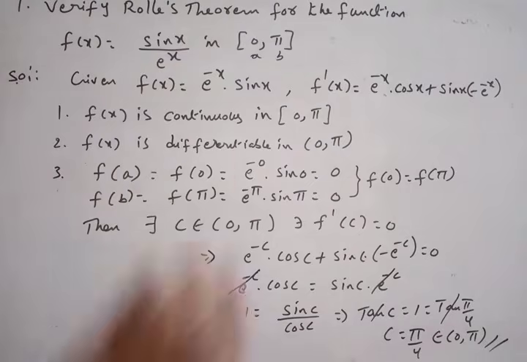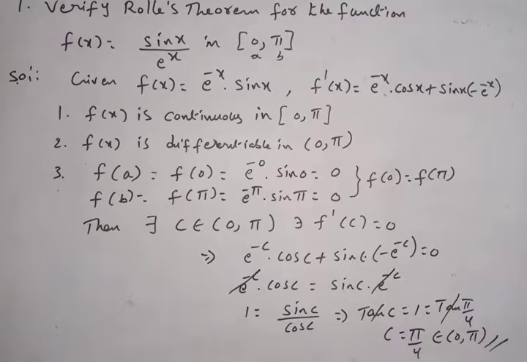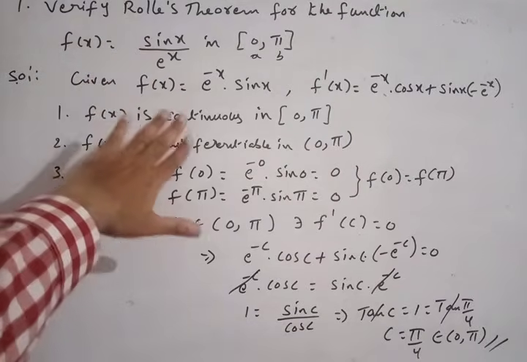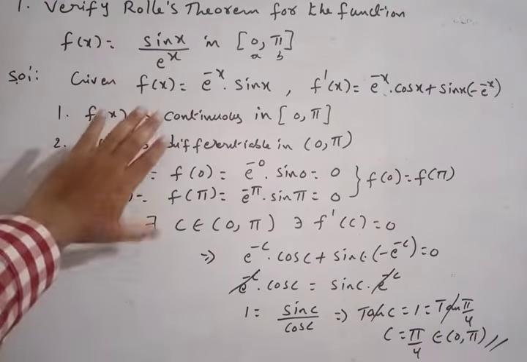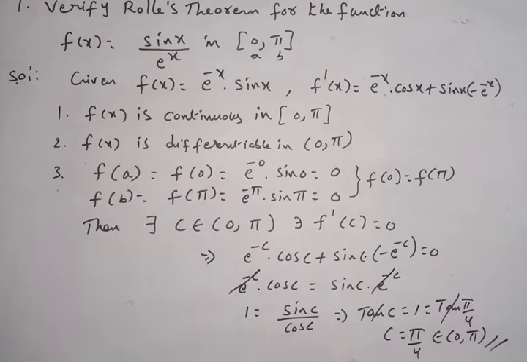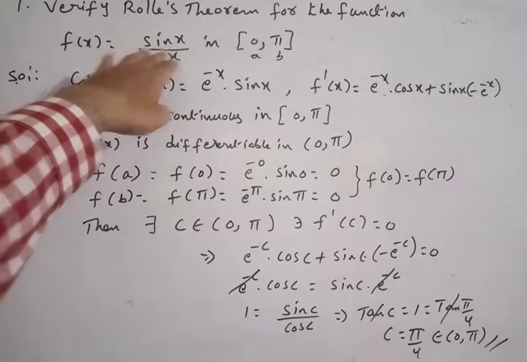Like this, you need to solve Rolle's theorem problems. Understand how we did this problem. First you need to verify whether it is continuous and derivable, and whether these 3 points are satisfied or not. If any one of these 3 points fails, then Rolle's theorem is not applicable. So first, this is an exponential function and a trigonometric function.